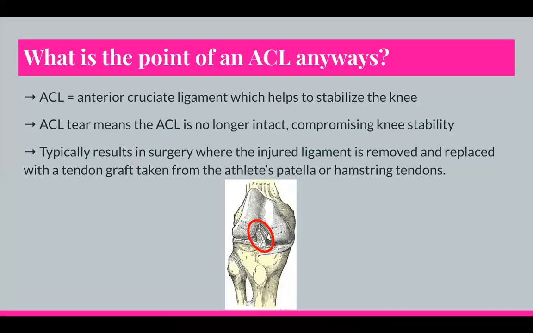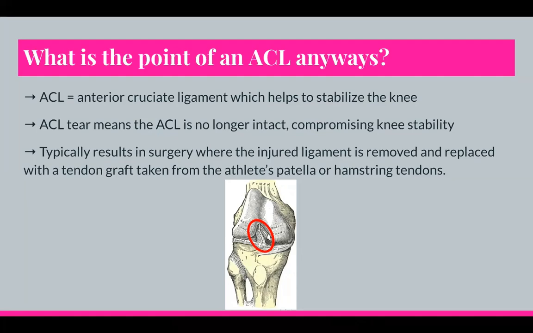To begin the presentation, we're going to first talk about the ACL and what it does. The ACL, or the anterior cruciate ligament, is one of the key ligaments in your knee. The job of the ACL is to keep your knee stable, especially during movements like cutting, pivoting, and sudden stops, which are all things that are common in the game of football.